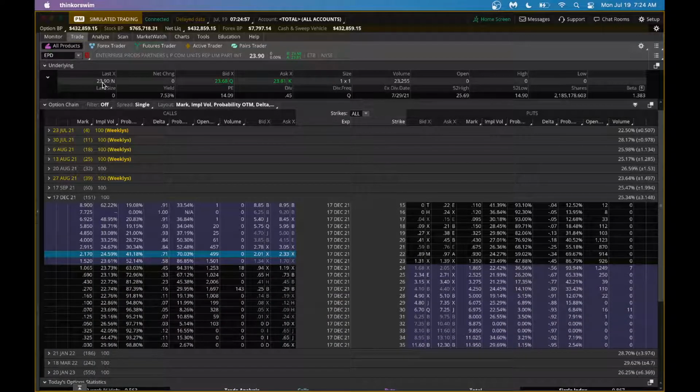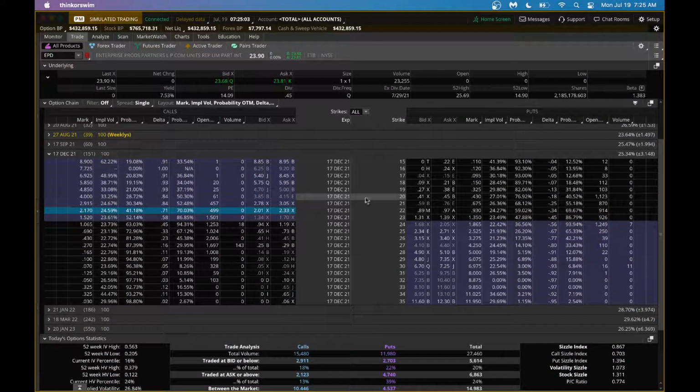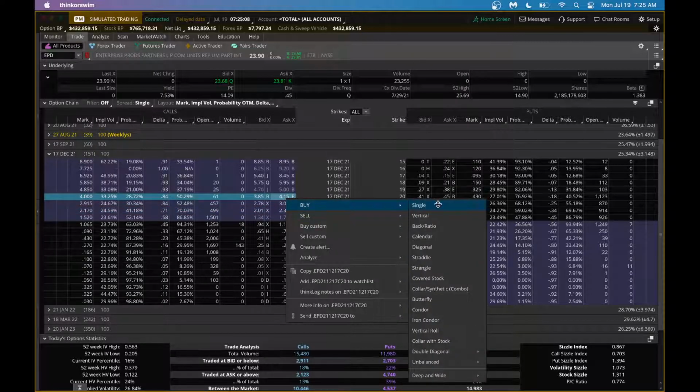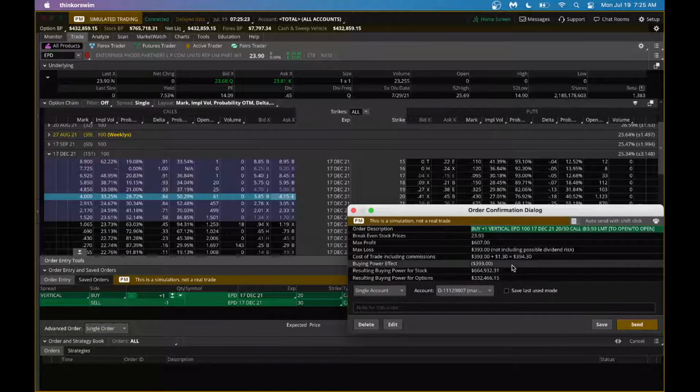It's a $23 stock or $24 stock. You could do a 20-30 spread, which is a $10 spread. So if you do that, you could buy the vertical 20-30. There you go. So you pay $3.93. The remaining portion of this $10 is your profit potential. If you confirm and send, you pay $3.93 to make $6.09. It's more than doubling your money, almost tripling your money. I think it's an okay proposition. If the stock stays above 23.93, you tend to make money.